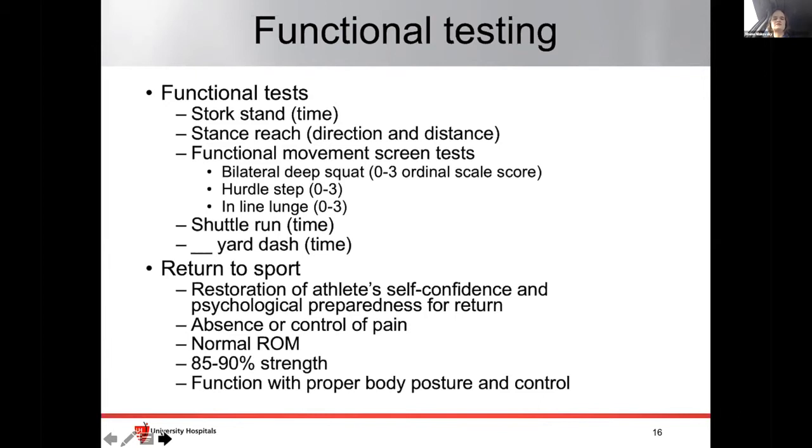And not only does the athlete have to be physically ready, you also have to make sure the athlete's psychologically ready to get back to their sport. You want to have normal motion, strength pretty close to normal, and good body posture and control. So that's key to prevent re-injury.